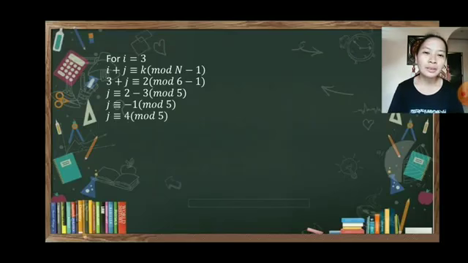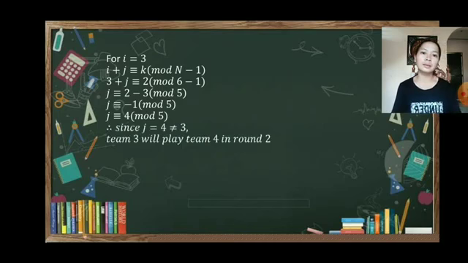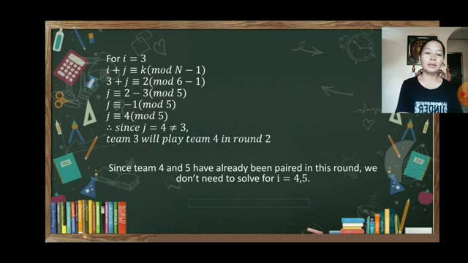So, there it is. The answer is j is congruent to 4 mod 5. And since j is equal to 4, not equal to 3, team 3 will play team 4 in round 2. Since team 4 and 5 have already been paired in this round, we don't need to solve for i equal to 4 or 5, because we already paired teams 4 and 5.